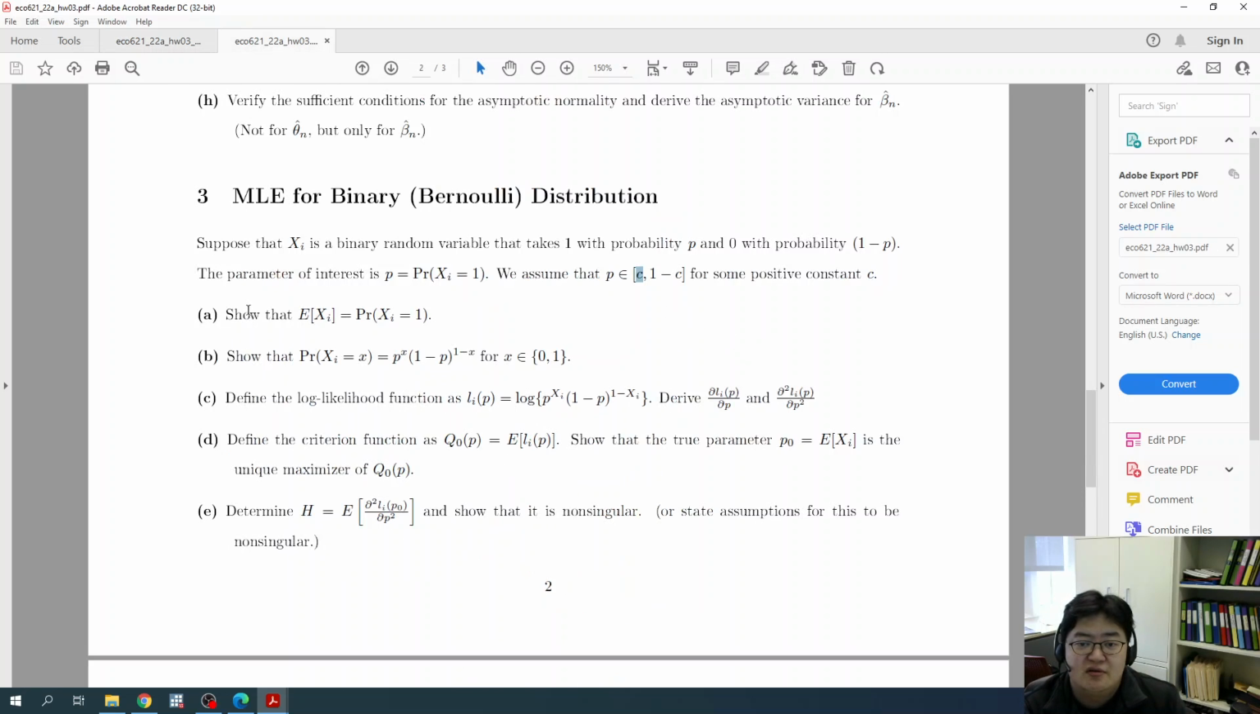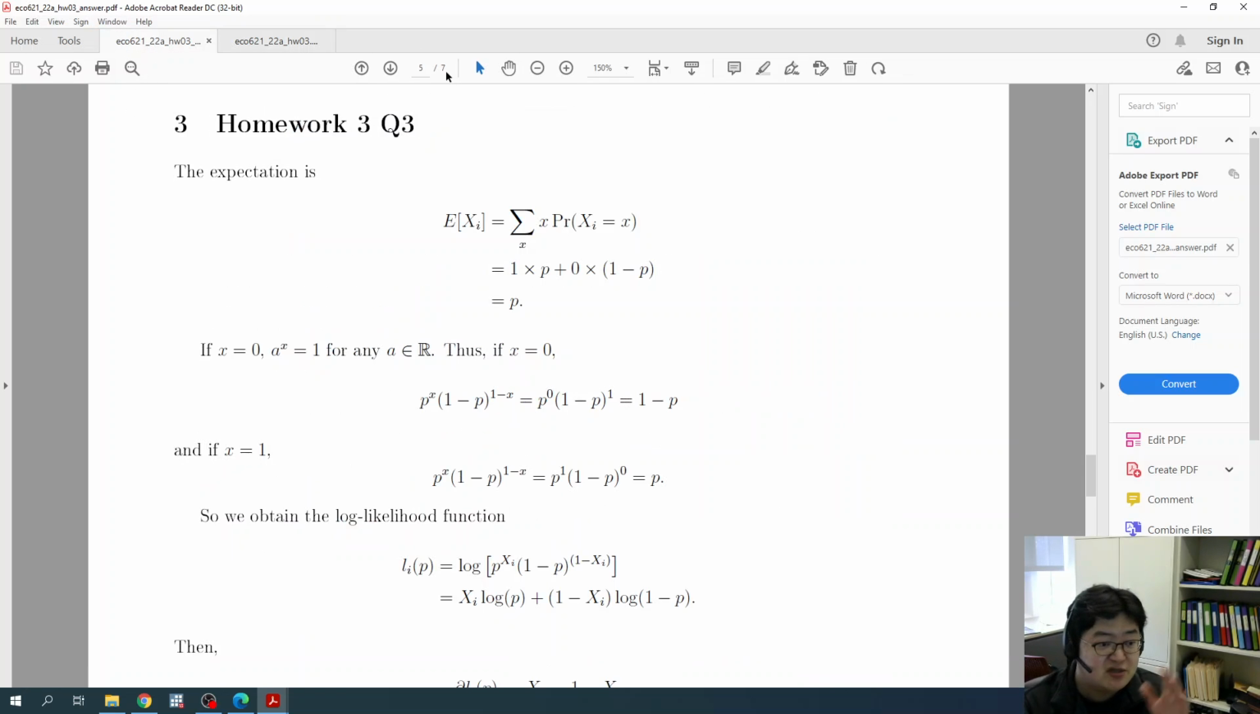So first question, show that expectation is probability. And by the way, I had to write p0. I forgot the subscript 0 to denote it's the true value, but it can be confusing. But please understand what is the truth, what is the generic value.